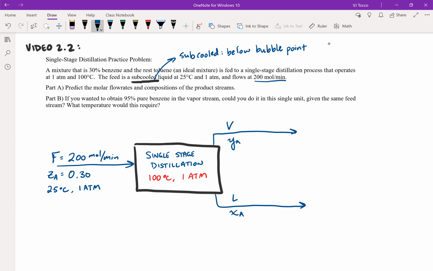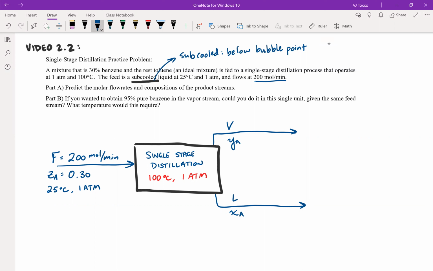As I said before, the feed flow rate and the composition are more than likely always going to be specified for a separations problem. My unknowns for this part A are going to be the V and L flow rates and the YA and XA compositions. And because I've specified the temperature and the pressure for the distillation stage, I've specified the 2 intensive variables that I need for Gibbs phase rule. And therefore, I've got 4 unknowns left and 4 equations to solve them, which are going to be the 2 material balances and the 2 phase equilibrium relationships.